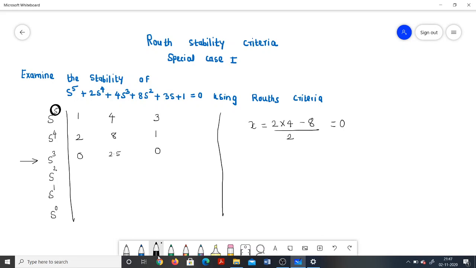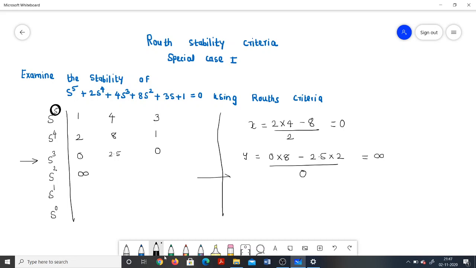Now further, when we move to the next row, the next coefficient, if I say it is y here, then my y will be equal to (0 into 8 minus 2.5 into 2) divided by 0, and this is nothing but infinity. So I'm going to get infinity here. Because we are getting infinity, we cannot continue. How can we calculate the further rows?